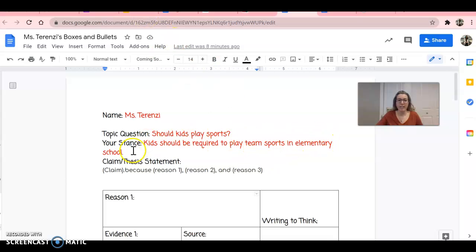Okay, and I also added in elementary school because I was trying to be a little bit more specific about what my argument was. So anybody could say, well, what do you mean kids? Are you talking about 9-year-olds? Are you talking about 3-year-olds? Are you talking about 15-year-olds? So that's why I said specifically in elementary school.